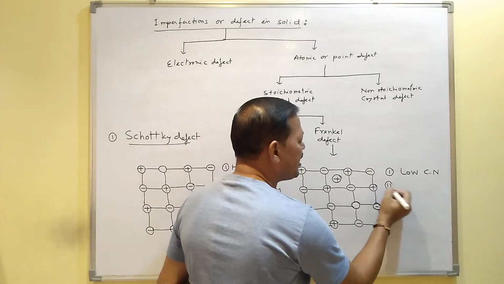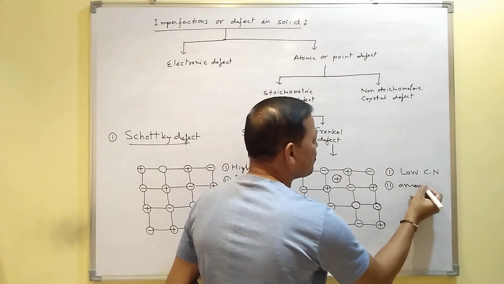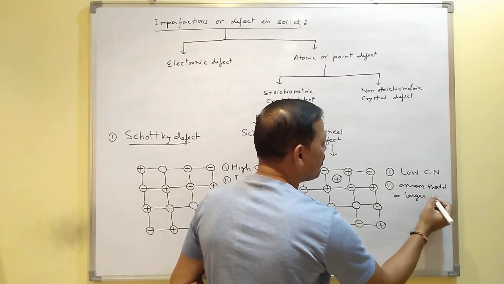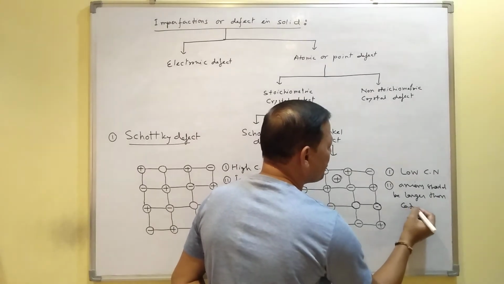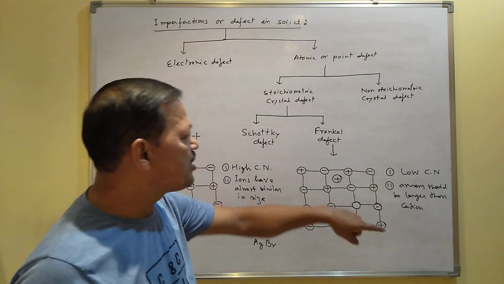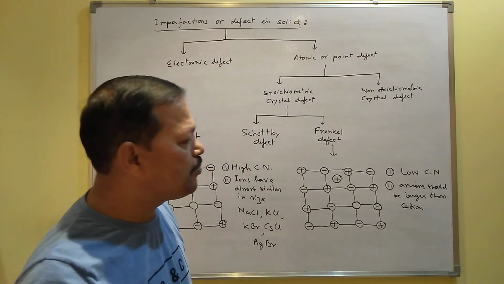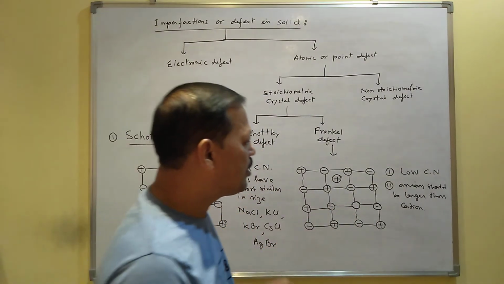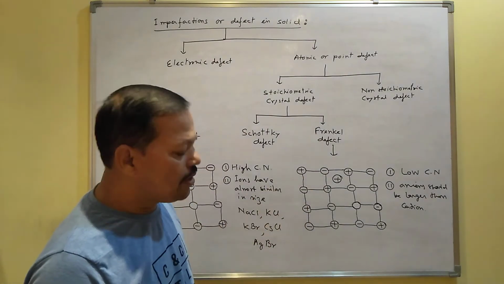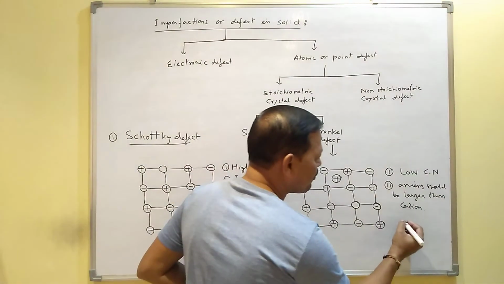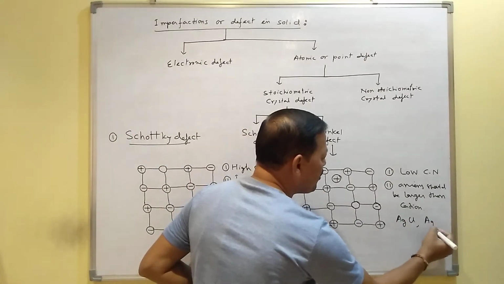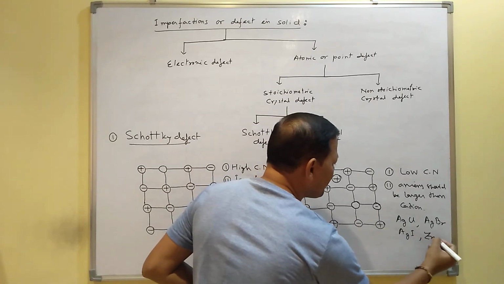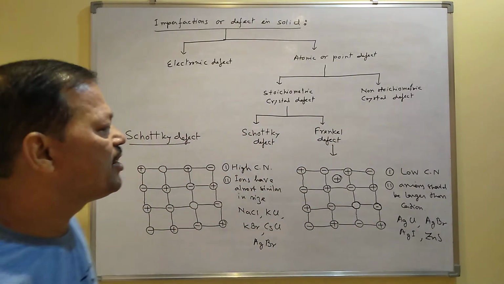And another condition, anions should be larger than cations. These two are the conditions to show Frenkel defect. Those solids whose coordination number is very low and in which anions are much larger than the cations will show Frenkel defect. Examples: silver chloride, silver bromide, silver iodide, zinc sulfide. This type of solid shows Frenkel defect.